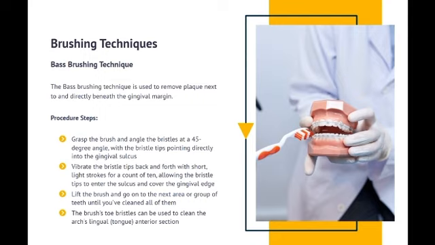Vibrate the bristle tips back and forth with short, light strokes for a count of 10, allowing the bristle tips to enter the sulcus and cover the gingival edge. Lift the brush and go on to the next area or group of teeth until you've cleaned all of them. The brush's toe bristles can be used to clean the arch's lingual, tongue, anterior section.